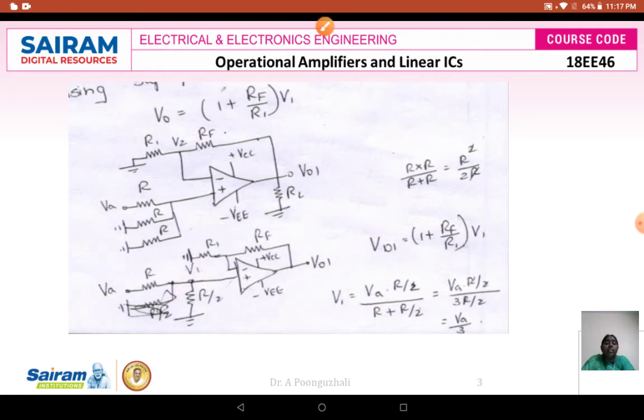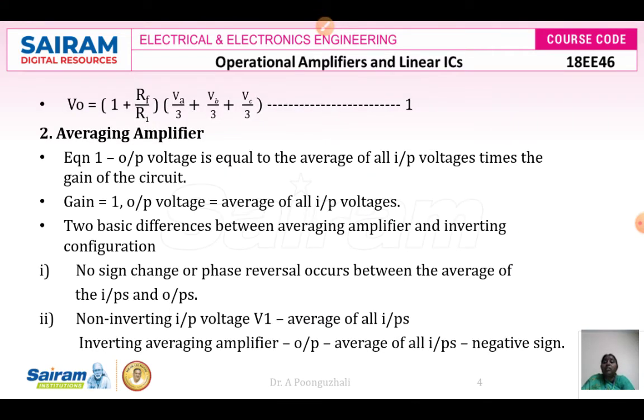So VB voltage, if I am going to consider, then in that case my output voltage will be V02, which is equal to 1 plus RF by R1 into VB by 3. Similarly, when I consider VC voltage, it is going to be 1 plus RF by R1 into VC by 3. So now I can add all these voltages. So V0 is equal to 1 plus RF by R1 into VA by 3 plus VB by 3 plus VC by 3. This is the case of a summer circuit.